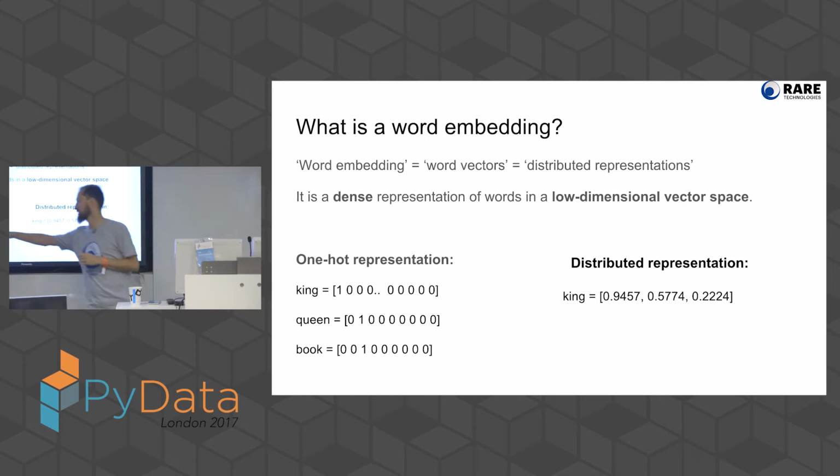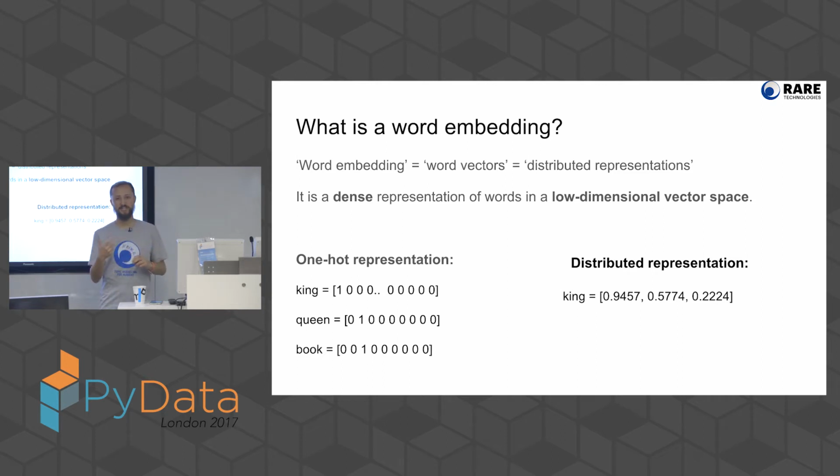So it's not going to be as high as this. It's usually 100 dimensions or 300 dimensions. Those are the usual number of dimensions people choose for word embeddings. And when I say word embedding, it's the same as saying a word vector, or the same as saying distributed representation.